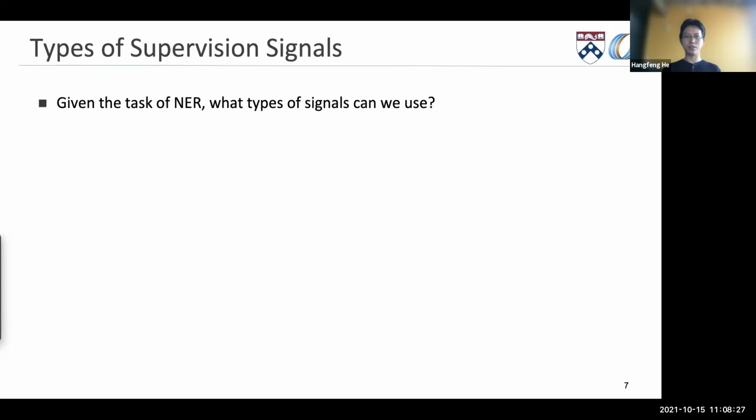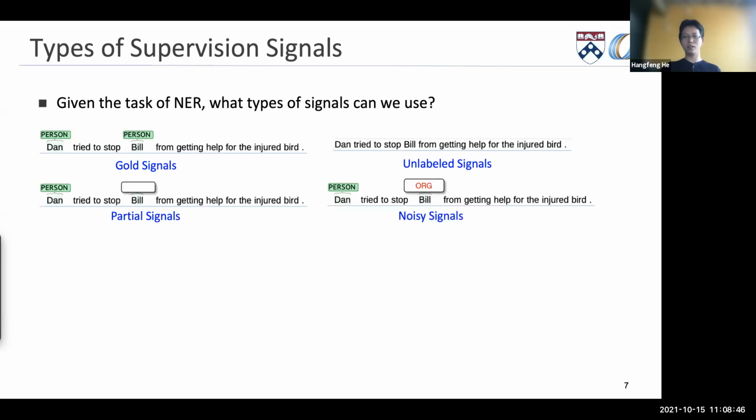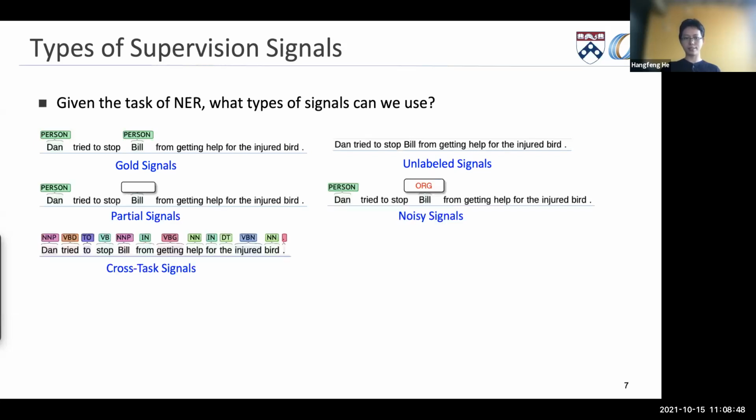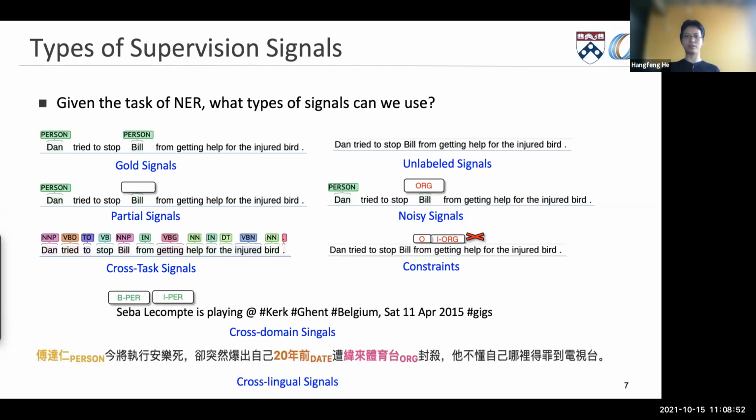Another way is to make use of other types of supervision signals. For instance, given the task of named entity recognition, we can actually use lots of types of signals. For instance, we can directly use the gold signals for NER annotations. We can use unlabeled signals, partial signals, noisy signals, cross-task signals, constraints, cross-domain or cross-lingual signals.